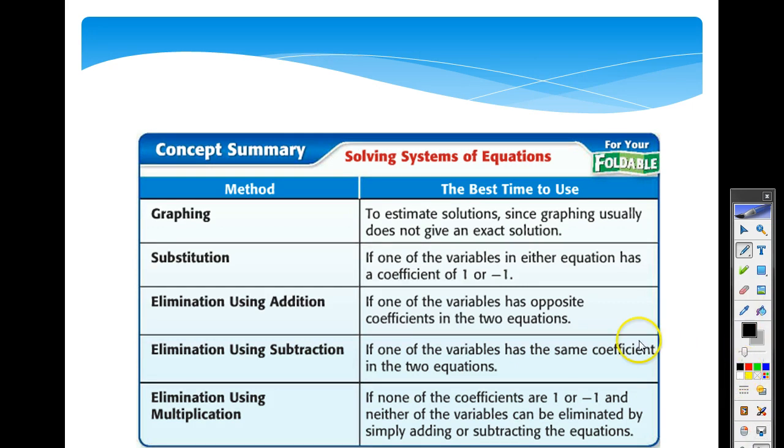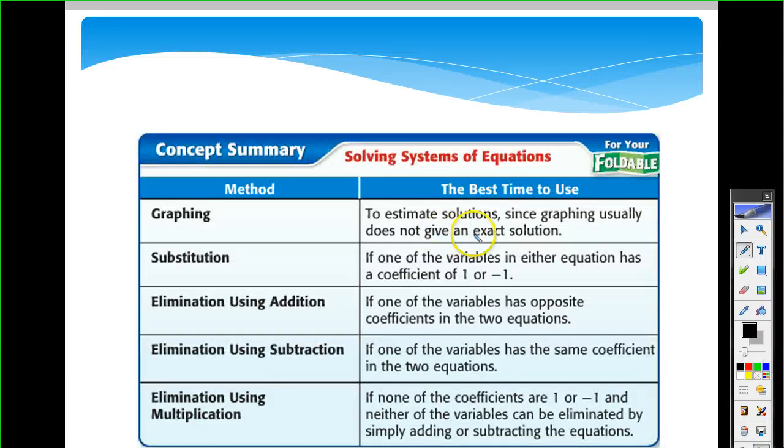Okay, so the first method that we used was graphing. The best time to use it is to estimate solutions, since graphing usually does not give an exact solution. So the first method we used was when you had a graph and you had 2 equations on the graph. By finding the intersecting point right there, that's how we solve for our system of equations. Then substitution is when we had 2 equations and you can substitute one for the other, and then you'll find your answer for one variable and then substitute that into another equation for the other variable.